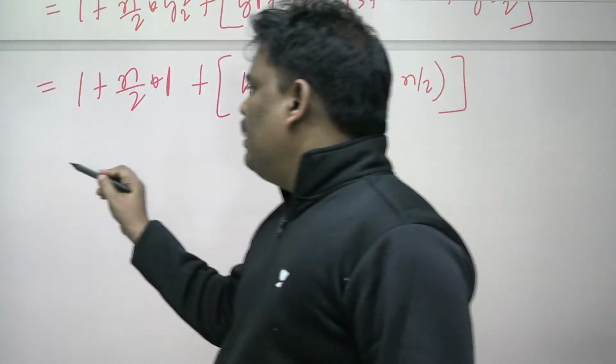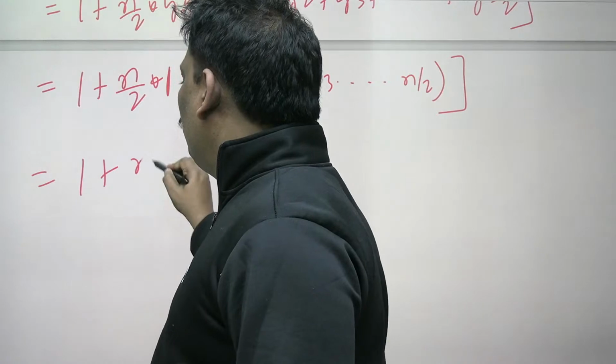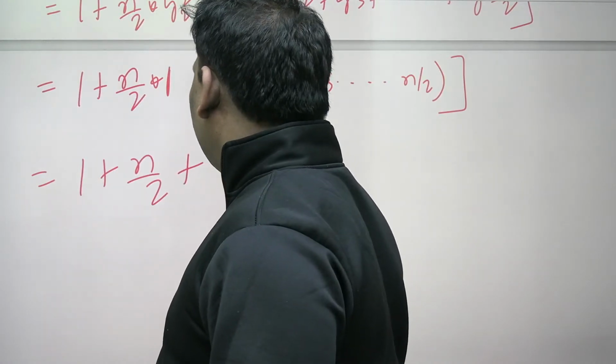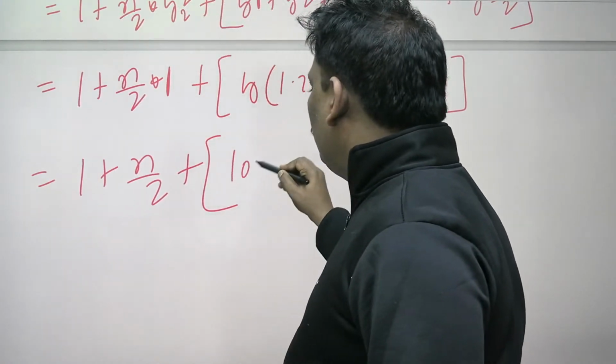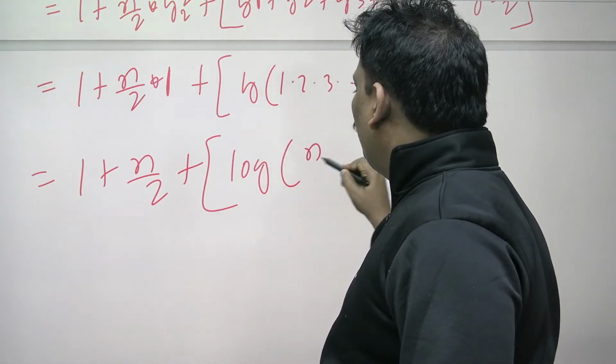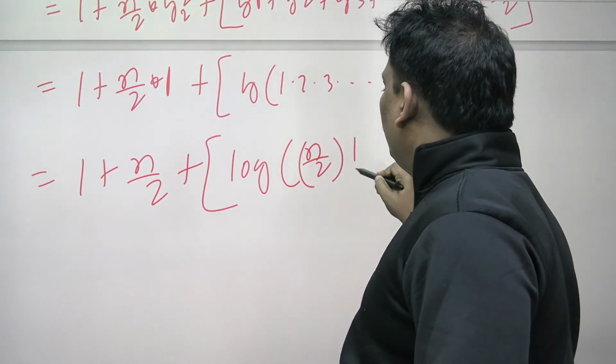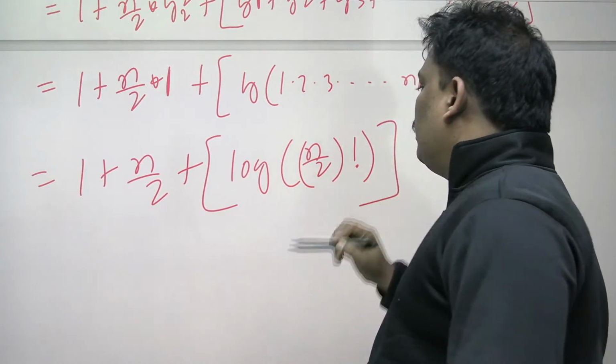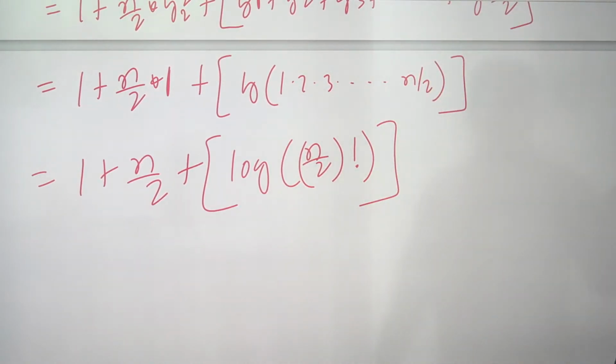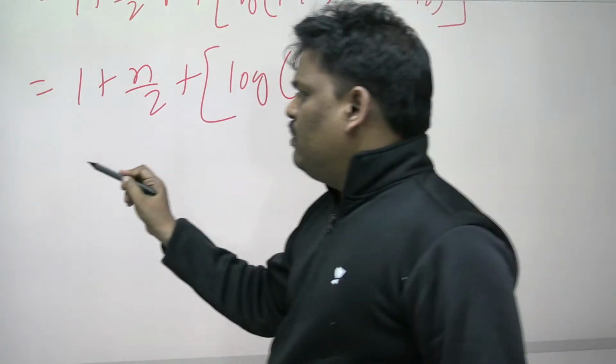Now this can be written as log of n by 2 factorial. If n is there, it is n factorial; if n by 2 is there, it is n by 2 factorial. Right, that's fine. Now see this one.